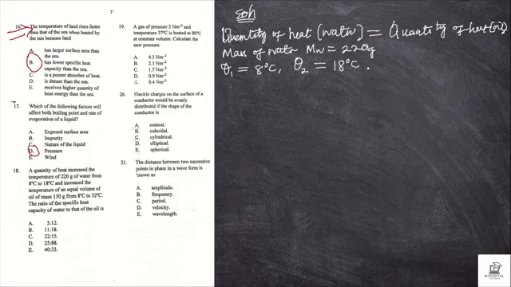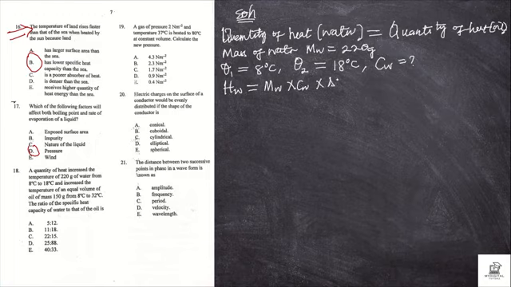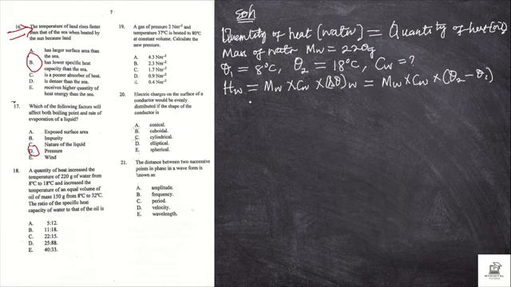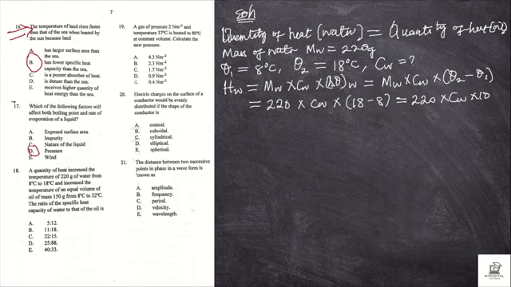Now, what we don't know here is the specific capacity of water. So let HW be the quantity of heat that raised the temperature of water from 8 to 18. That will be mass of water times specific capacity of water times change in theta for water. That will be mass of water times specific capacity of water multiplied by θ2 minus θ1. So substituting the values, mass of water is 220 multiplied by specific capacity of water times change in theta, which is 18 minus 8. So that will give us 220 times specific capacity of water times 10.